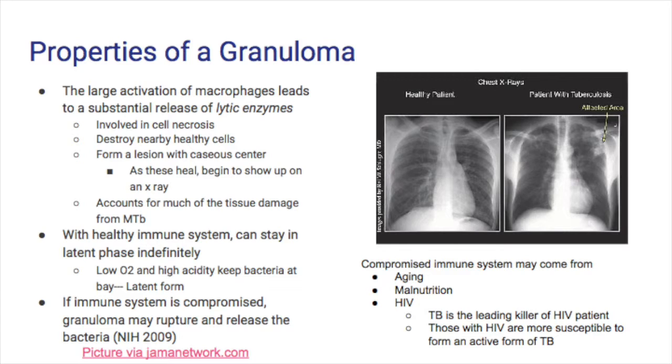But then again, if the immune system is compromised, we've talked about this, if the patient has HIV, if they're immunosuppressed for any other reason, if they're aging, even if they have malnutrition, all as shown on the right, their immune system will be compromised. That will lead to these granulomas not being able to keep up with that macrophage production in that acidic environment. So the tuberculosis will actually burst out and begin to proliferate within the lungs.